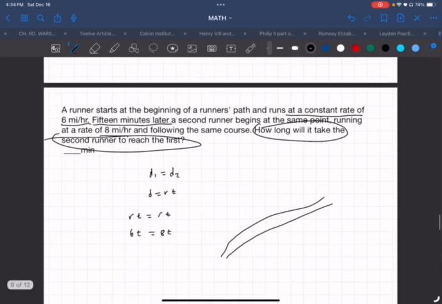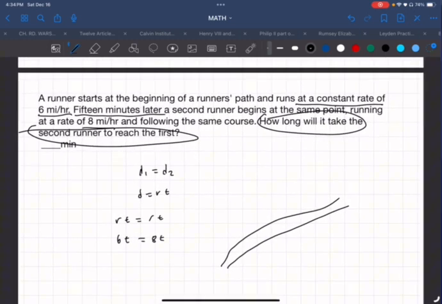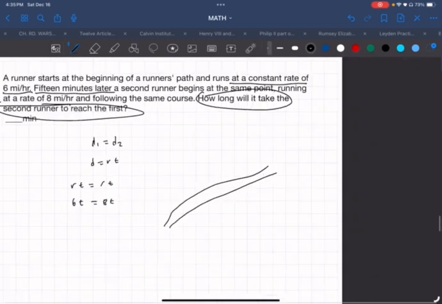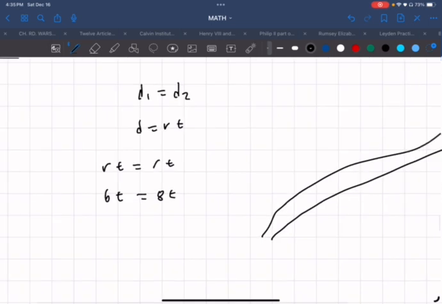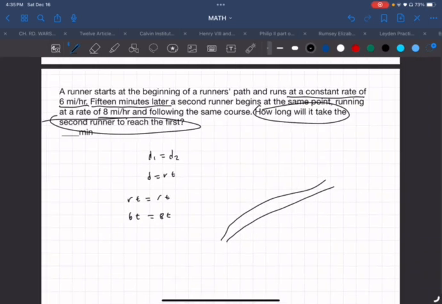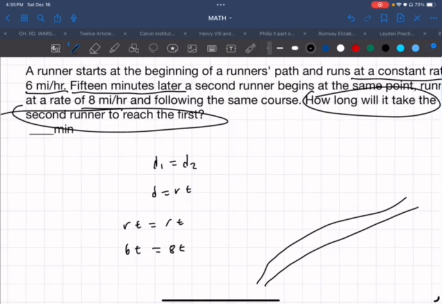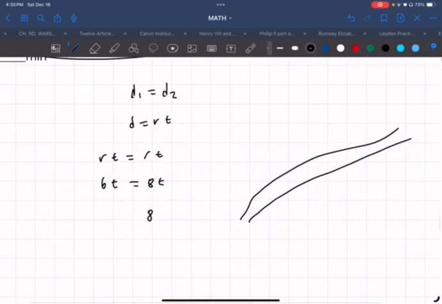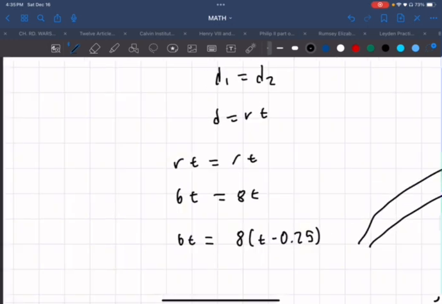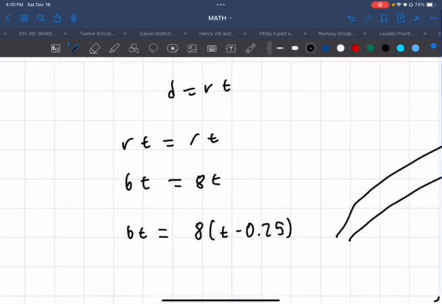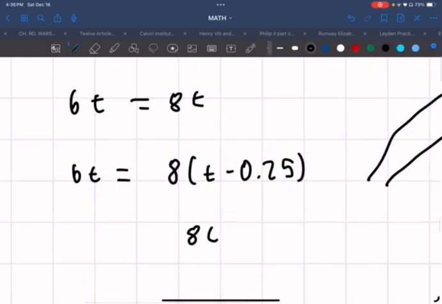I really chose an interesting problem. Okay, wait, I get it now. So this is 15 minutes later, so it would be 15 over 60, 0.25. We're trying to figure out the time. But we know that the time of this runner is just 15 minutes later. So let's just try this. I don't know or believe that it's right, but we can still give it a try.